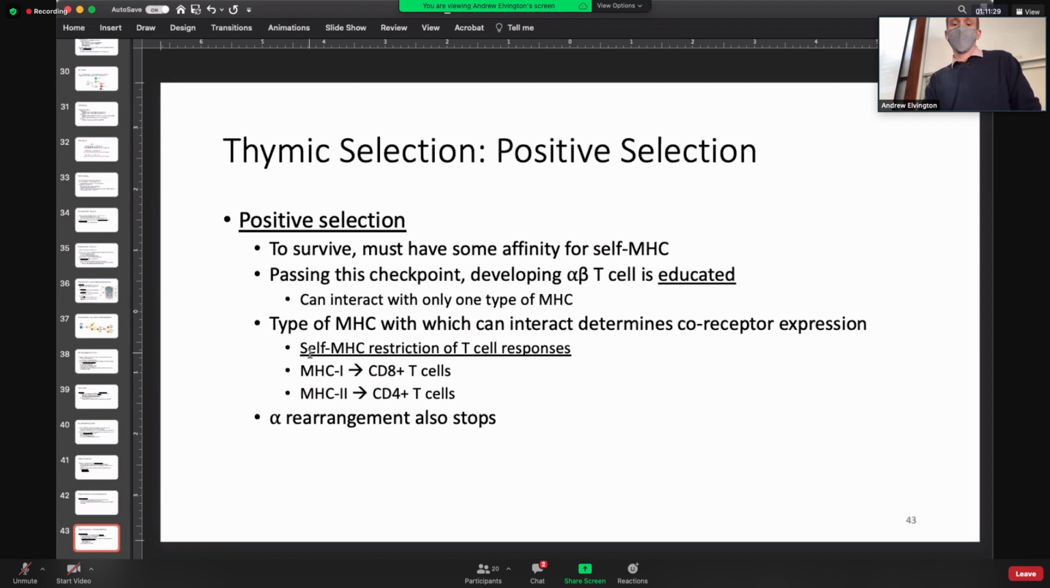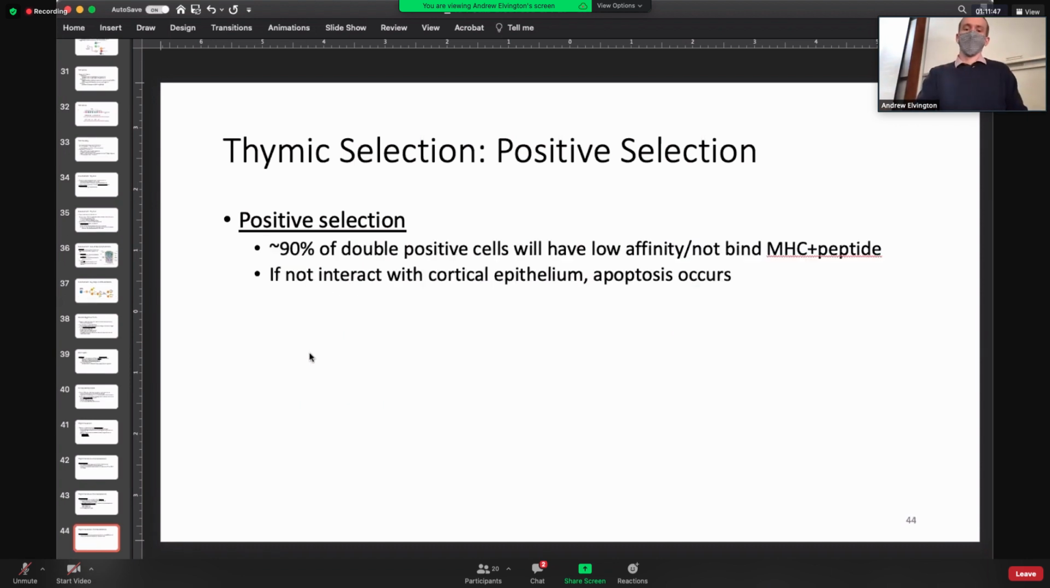So what we say is that we now have self-MHC restriction. It's educated and it's restricted. The CD4 positive T cell can only interact with MHC class 2. Also happens that's the only thing it can express. And the same is true with CD8. Now, of all of those double positive cells that reach this point during positive selection, about 90% of them will have poor or no affinity for MHC and those antigens, those peptides.